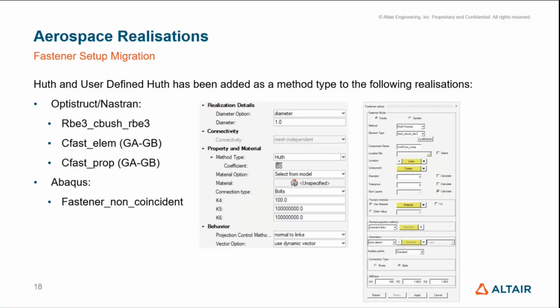What we've done is we've enabled Huth and user-defined Huth as a method type in the following realization, so they match what was available within the fastener setup tool. Under method type, you're able to choose Huth or user-defined. You can go through the process there of defining your rotational stiffnesses, your connection type. You can interrogate your coefficients. If you're using Huth user, you can define your own coefficients. And material, either select a material or point to a file or specify the Young's modulus of that particular material. We take care of single and double shear automatically. So if you've got a single or double shear connection, the calculation methodology is worked out for that automatically as well.